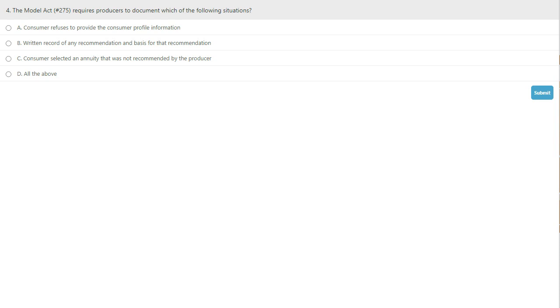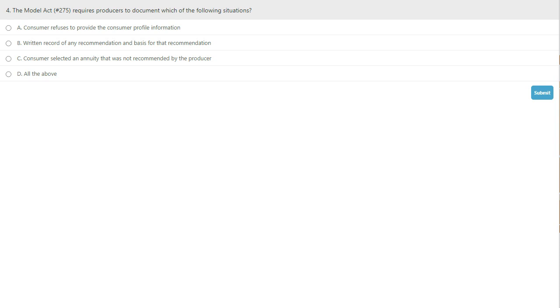Polling question number 4. The Model Act requires producers to document which of the following situations. A, a consumer refuses to provide the consumer profile information. B, a written record of any recommendation and basis for that recommendation. C, consumer selected an annuity that was not recommended by the producer. Or D, all of the above.